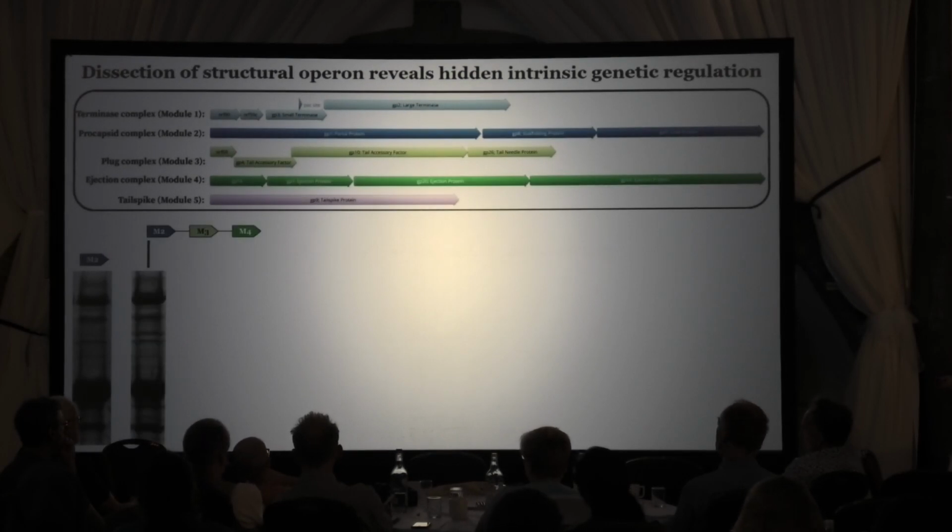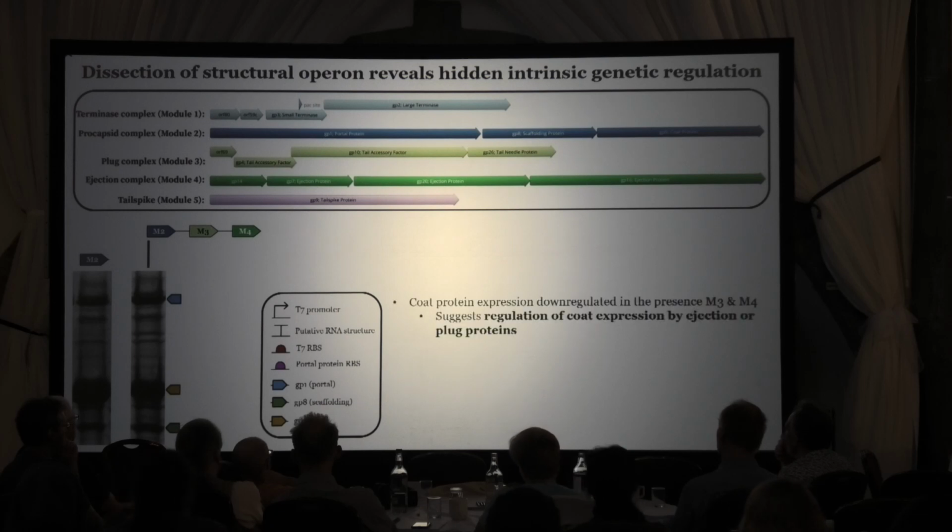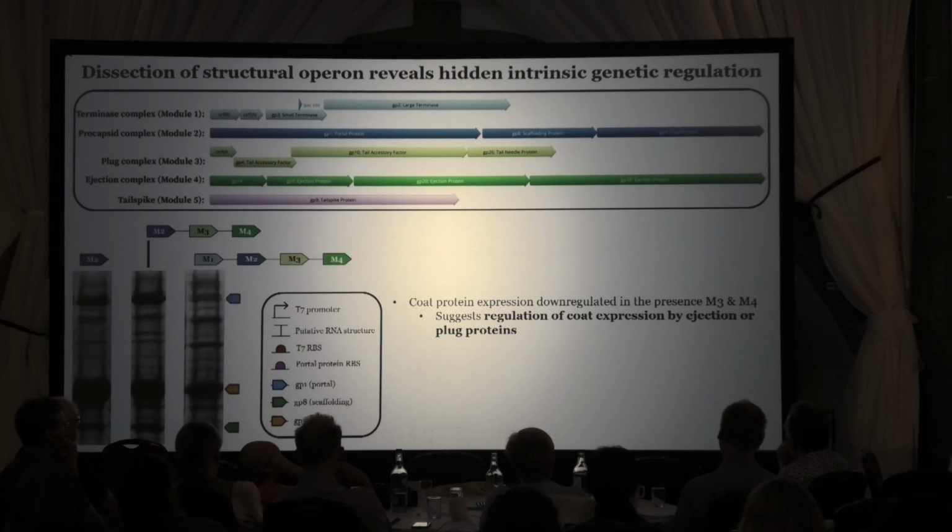When I express modules 2, 3, and 4, which are the procapsid assembler in the presence of the plug proteins and ejection proteins, I can see that portal protein is still overexpressed. Down here, we have coat protein and scaffolding protein. And coat protein seems to be somewhat downregulated in the presence of the plug and ejection proteins. What this suggests is that perhaps coat expression is modified or regulated to some degree by having the ejection and plug proteins downstream.